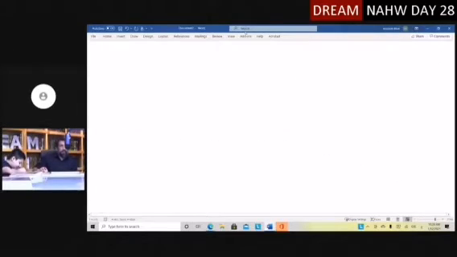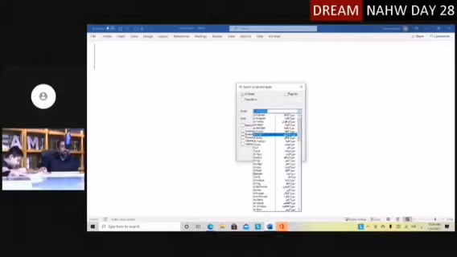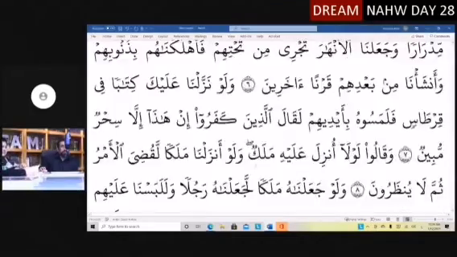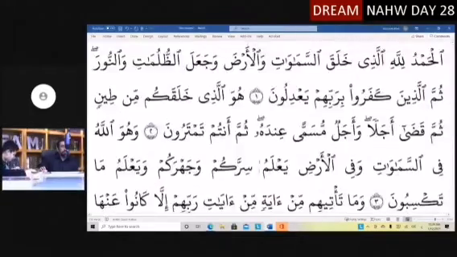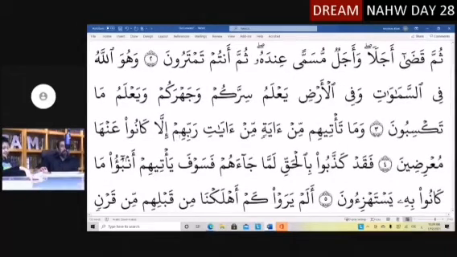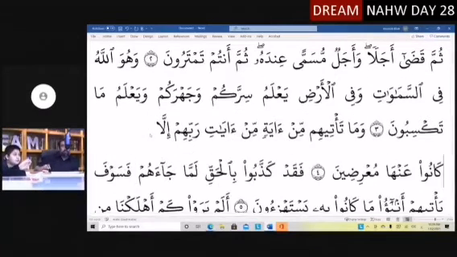Let's open up a surah and find kana, and see if you can handle it. Let's open up Surah Al-An'am. Sheikh Suhaib's PhD thesis is on Surah Al-An'am. I wonder if we find kana here. Okay, here we go. وَمَا تَأْتِيهِمْ مِنْ آيَةٍ مِنْ آيَاتِ رَبِّهِمْ إِلَّا كَانُوا عَنْهَا مُعْرِضِينَ.